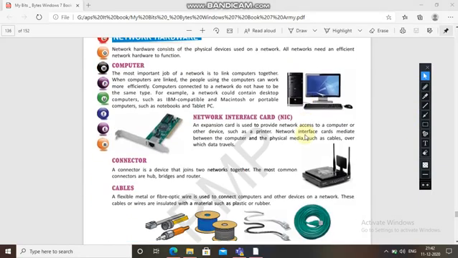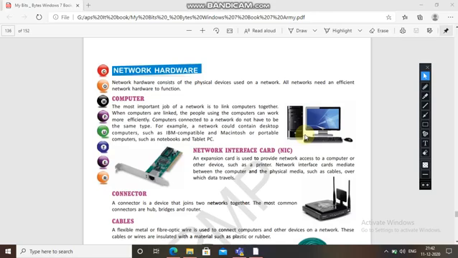Now, network hardware. What are the things in network hardware? So network hardware consists of the physical devices used on a network. Okay, so it consists of physical devices which are used on a network. All networks need efficient network hardware to function. Without this, they can't function. So network hardware is needed.